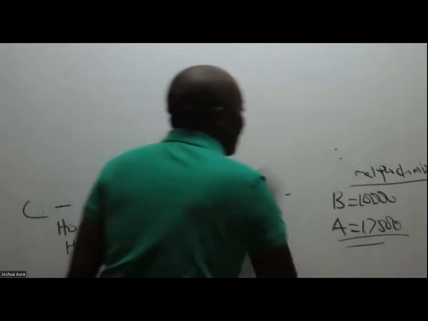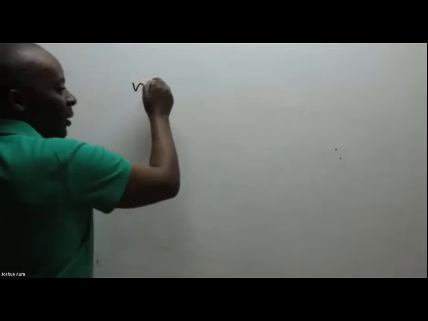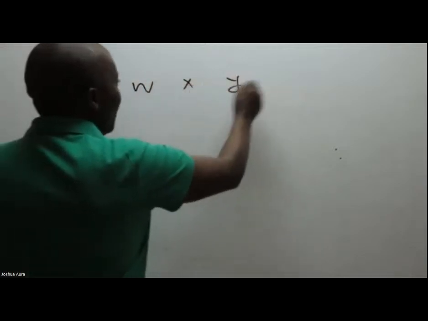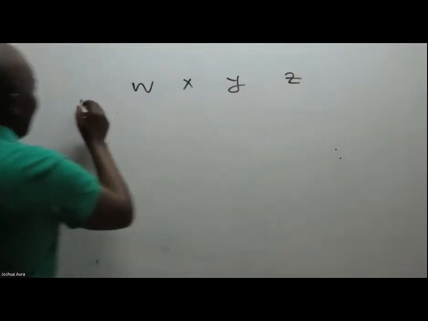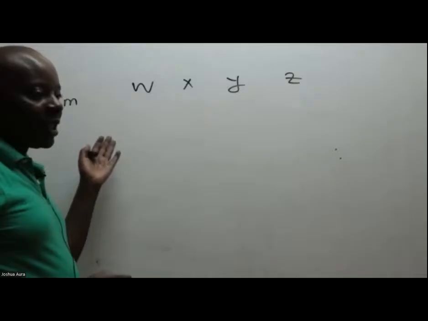Contribution margin is selling price minus what here? Variable cost. Selling price minus variable cost. So we have W, X, Y, Z. So we have selling price minus variable cost. Could you kindly give me these answers here?